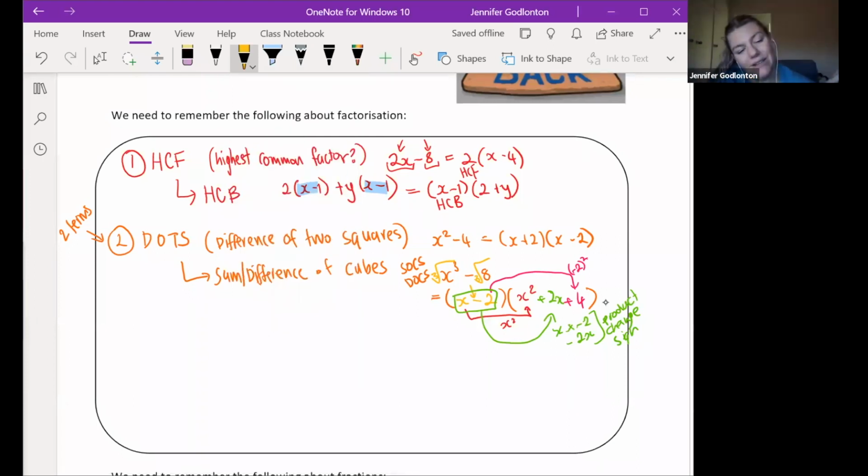All right. So we've looked for highest common factor, we've looked for highest common bracket, we've looked for dots, we've looked for socks and docs. Then we are going to say, well, if we have 3 terms, what are we going to look for if we have 3 terms? Trinomial. Beautiful.